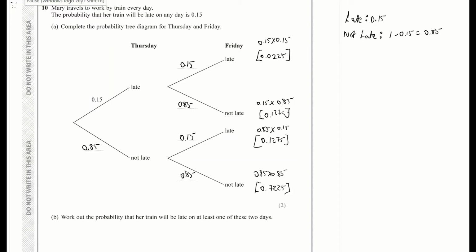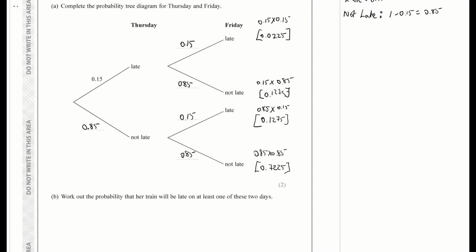Part B says work out the probability that her train will be late on at least one morning. At least one morning means that it could be late one of the mornings or it could be late both of the mornings. So the possible outcomes I could have there would be late on a Thursday, not late on a Friday. Not late on a Thursday, but late on a Friday. Or late on a Thursday, also late on a Friday.